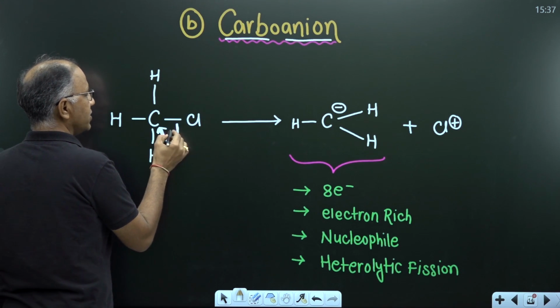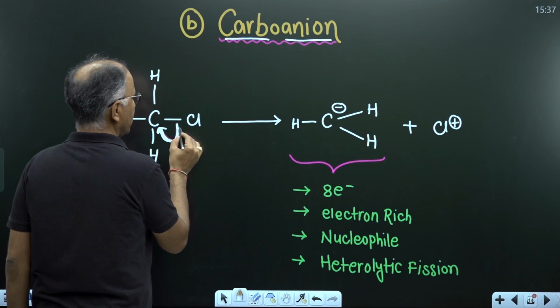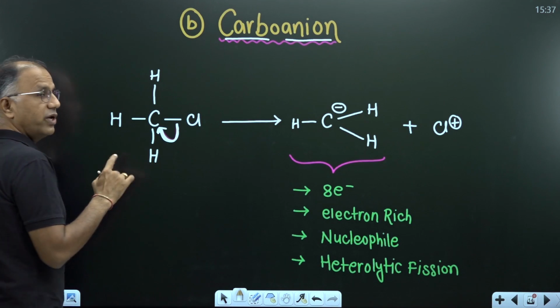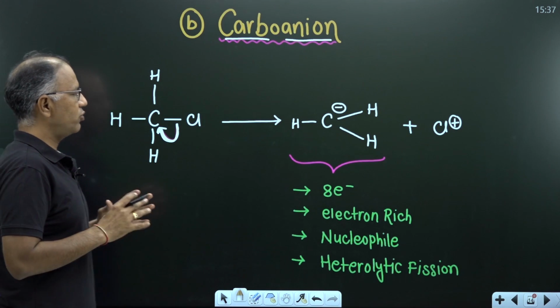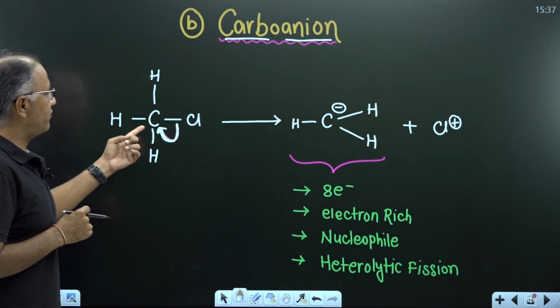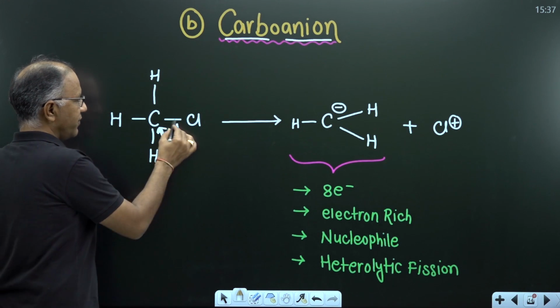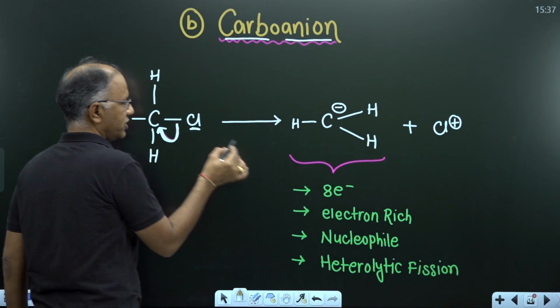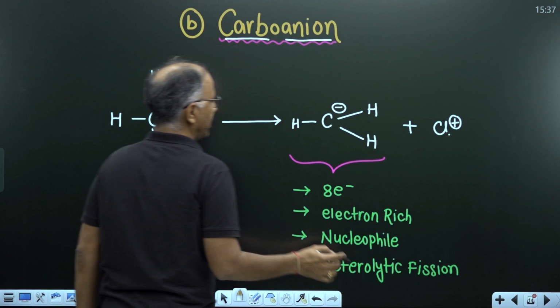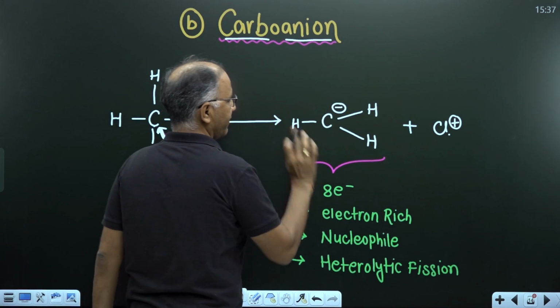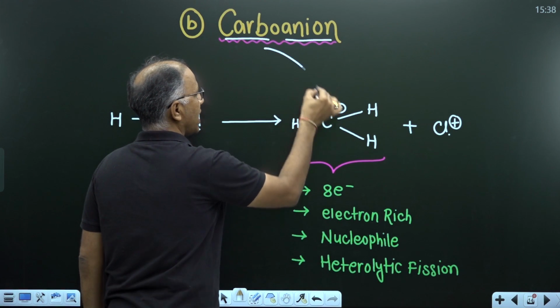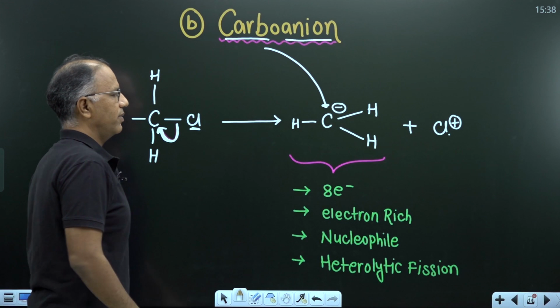Although this is not the case, usually the bond pair shifts toward chlorine, not toward carbon, because chlorine is more electronegative. Let us assume, to explain carbanion, that the bond pair shifts toward carbon. If the bond pair shifts toward carbon, chlorine will have a positive charge and carbon will have a negative charge. Therefore, it is known as carbanion, a negative charge on carbon.